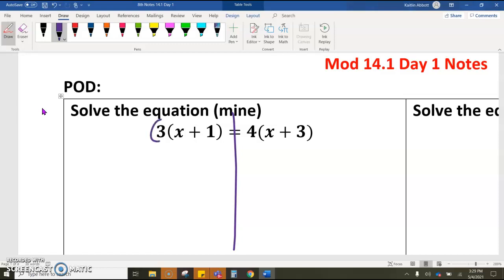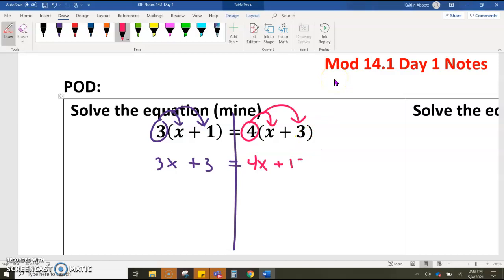Then I'm going to take this 3. I'm going to multiply it to both terms on the inside. So I do 3 times x gets me 3x. Then I do 3 times 1 gets me 3. So it's going to be 3x plus 3 equals, I'm going to take this 4 and multiply it to x and multiply it to 3. 4 times x gets me 4x. And 4 times 3 gets me 12.